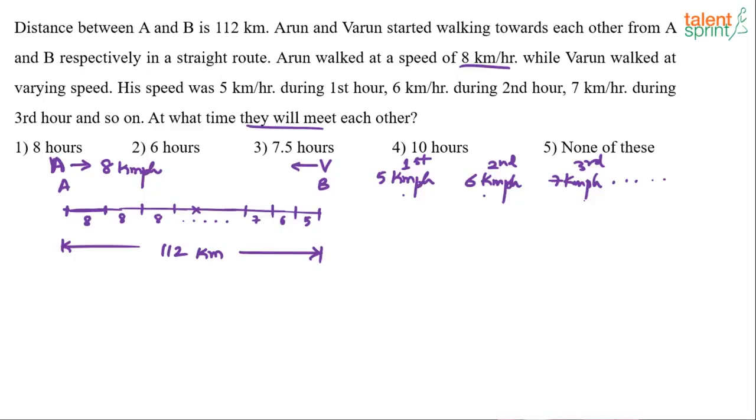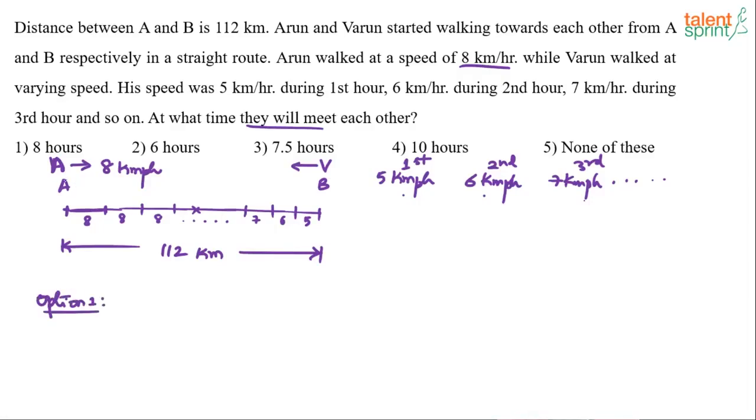So if you observe, we can either go by the options. One way to deal with it is to go by options, but you have to be very quick in your calculation. How is that? I'll tell you. For example, if you look at option 1, 8 hours. If you consider option 1 as the answer, then what happens?